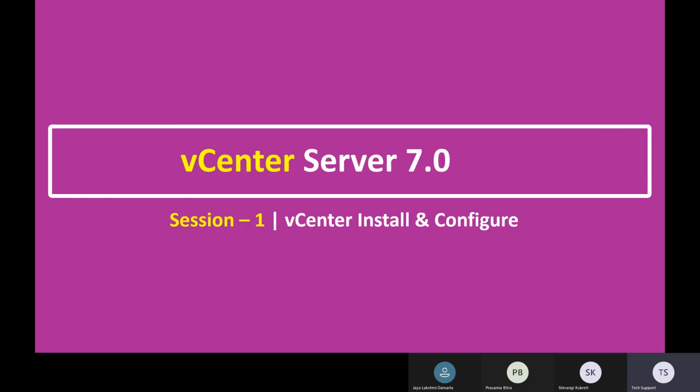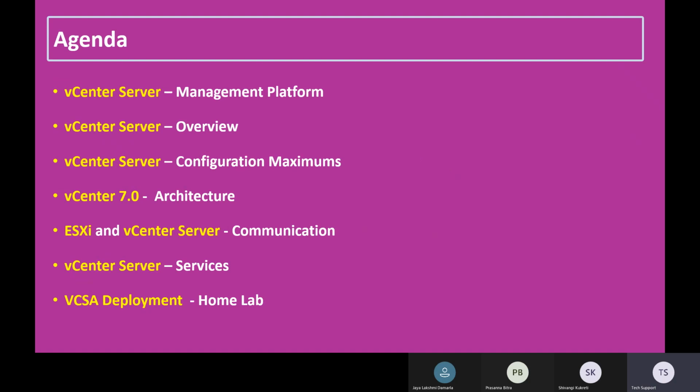So in today's session, we are going to discuss vCenter Server 7.0, and the first session will be vCenter Server install and configure. Today's agenda is the vCenter Server management platform. We will also discuss the vCenter Server overview, configuration maximums, and architecture, and observe the communication between ESXi and vCenter Server. And when we install the vCenter Server, what the main services are, and also the VCSA deployment.